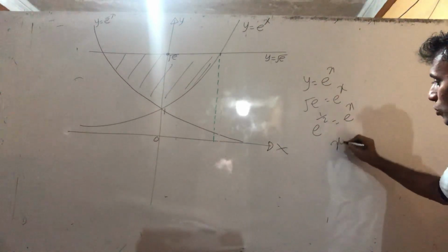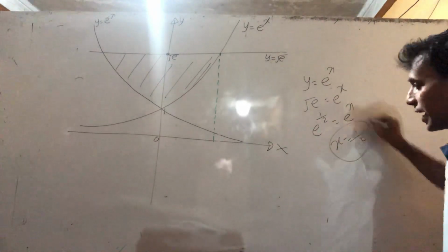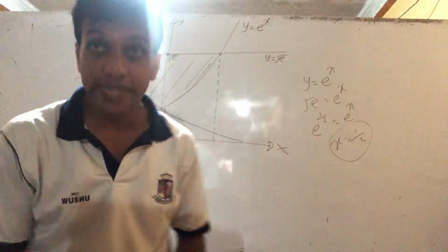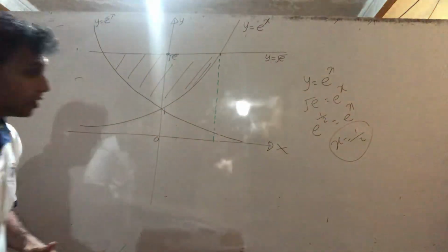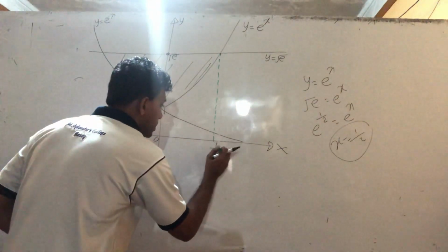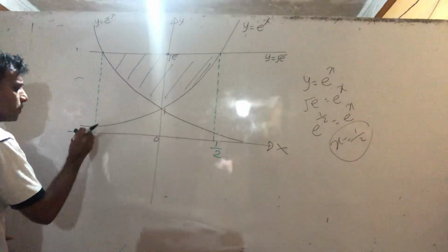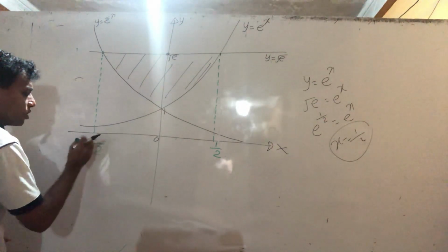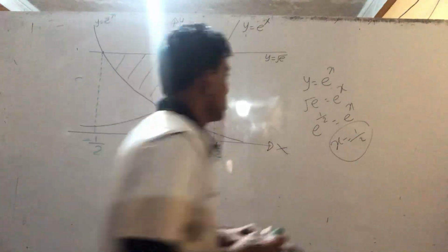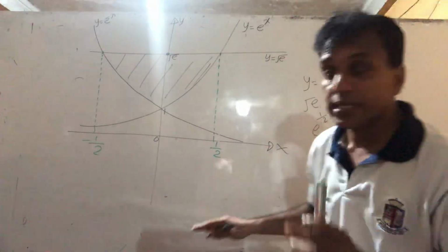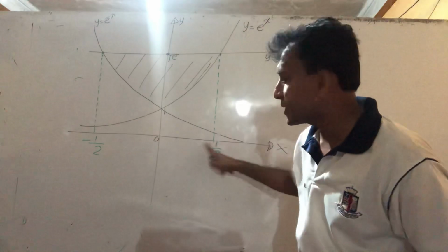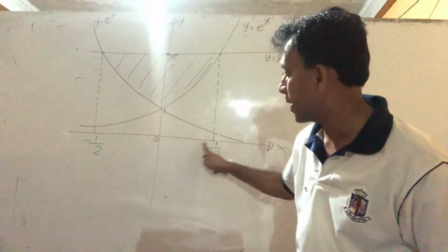So x equals half. Is it checked? Very important, otherwise you can't work ahead. This is half, and the same idea, it becomes minus half here. Symmetric diagram, the graph is symmetric about the y-axis. Right, now the idea: find this rectangle area, length into breadth.